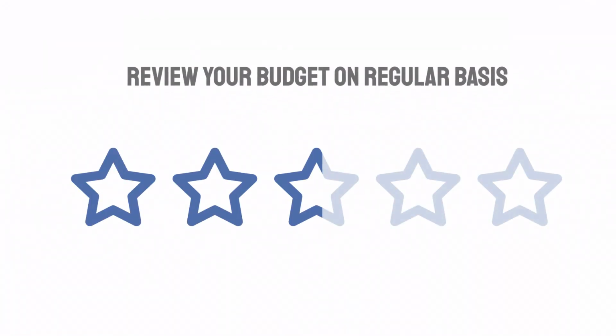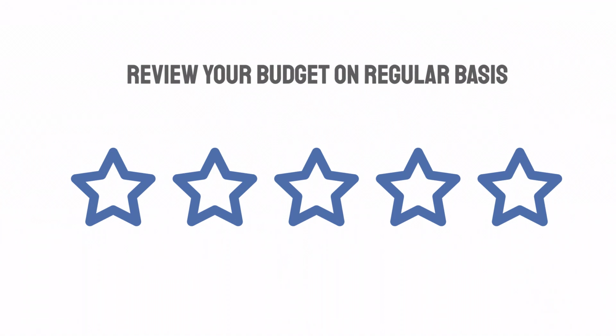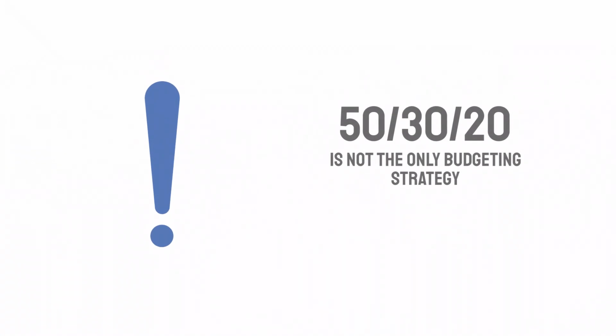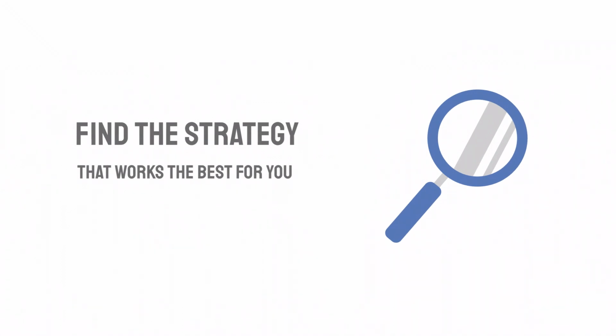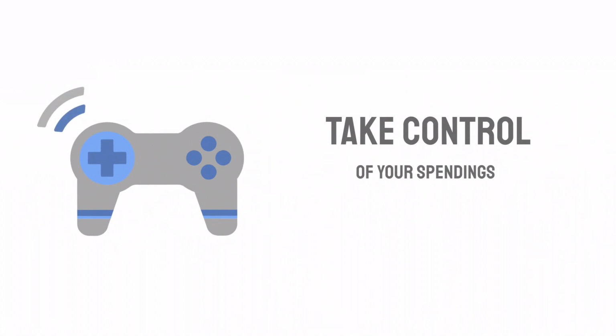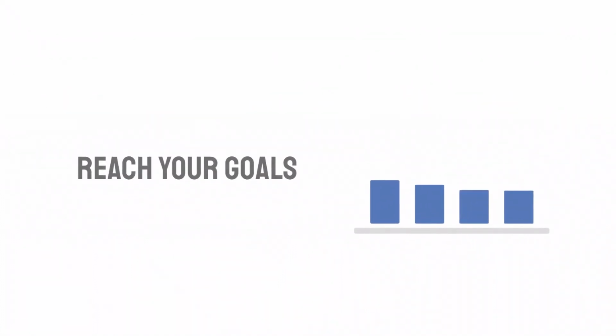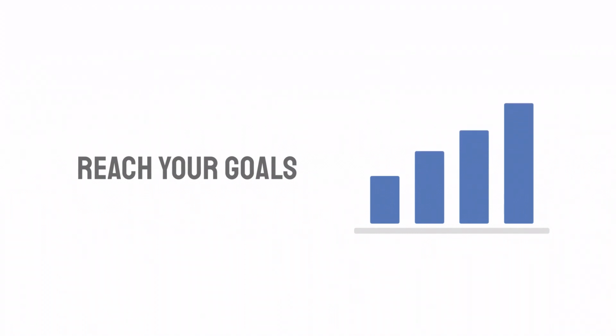Review your budget on a regular basis, quarterly or semiannually, to make sure you're still on track and adjust as needed. Remember, the 50-30-20 rule is just one budgeting strategy. The most important thing is to find a system that works for you and stick to it. By taking control of your finances and making the right decisions about your spending, you can achieve your financial goals and create the life you want.